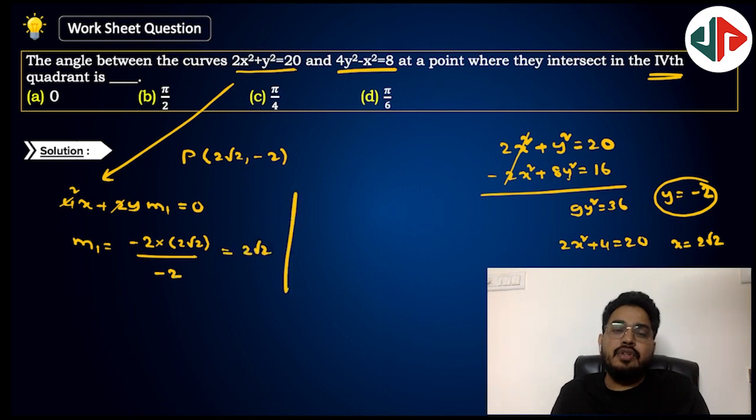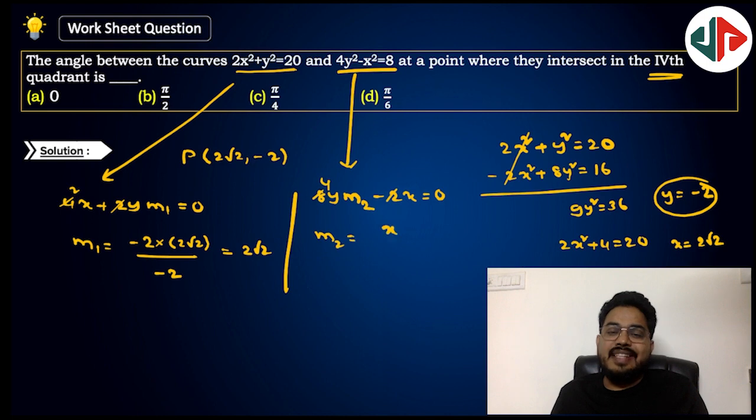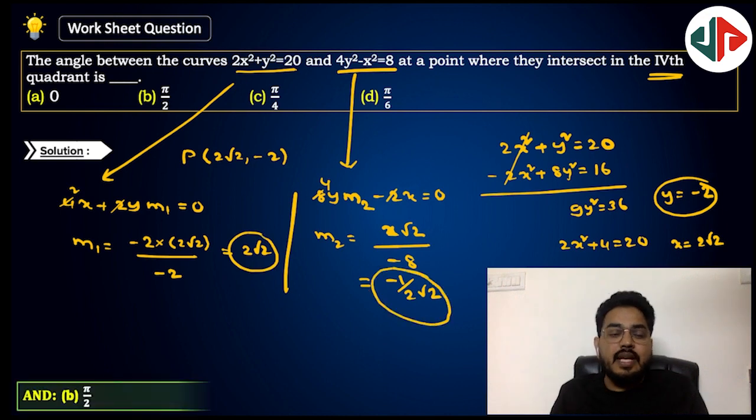Now you take this curve equation. 8y dash, that is m2, minus 2x is equal to 0. 2 ones are 2, 4. m2 is equal to x by, what is the x value? x value is 2 root 2 by 4y, which is minus 8, which is equal to minus 1 by 2 root 2. Okay, so these are the two things. So what is the angle between them?